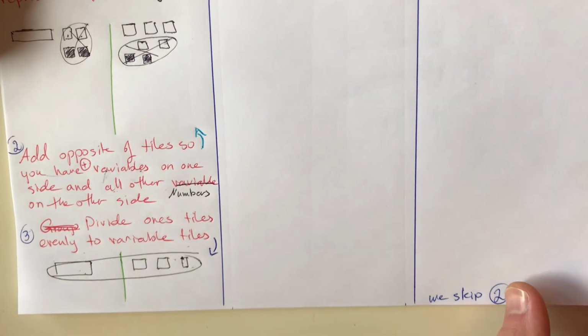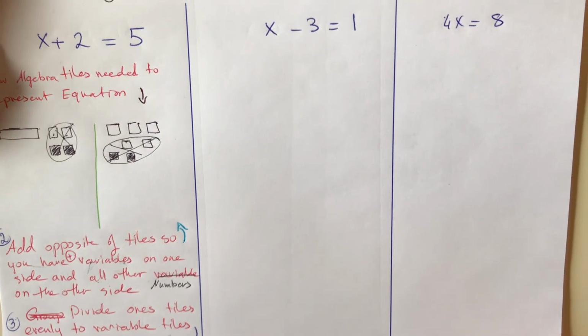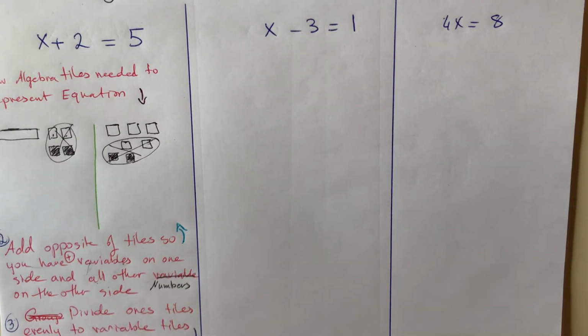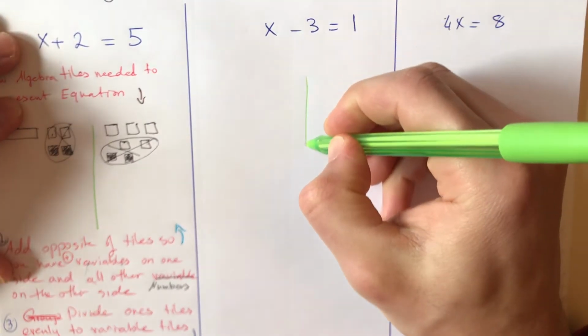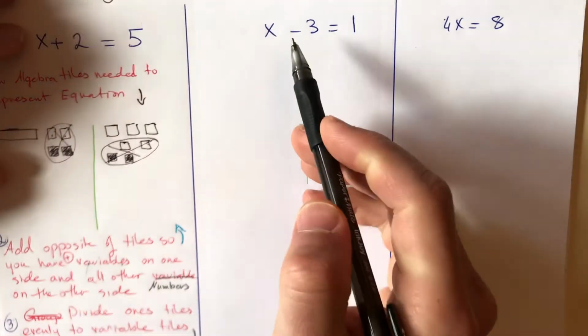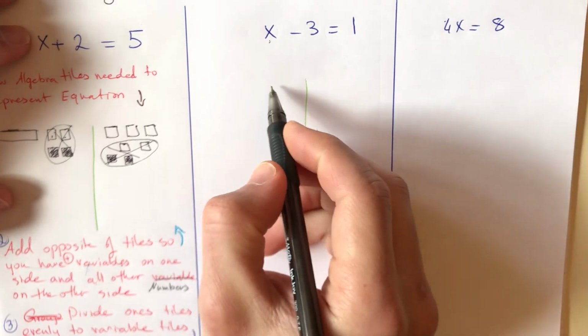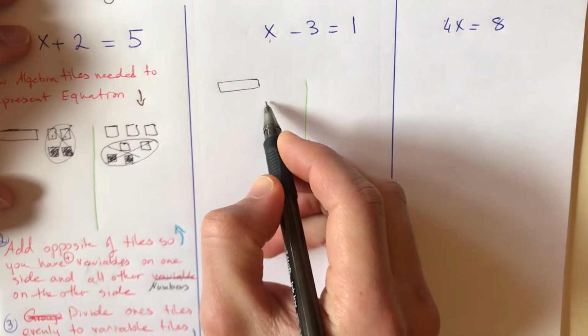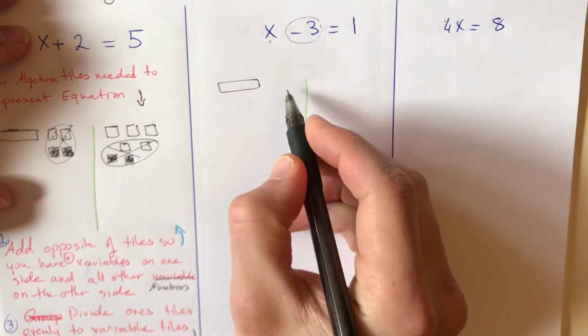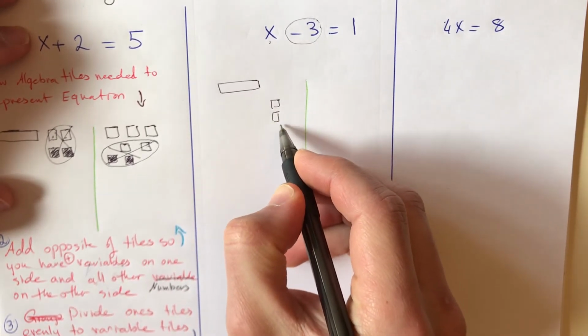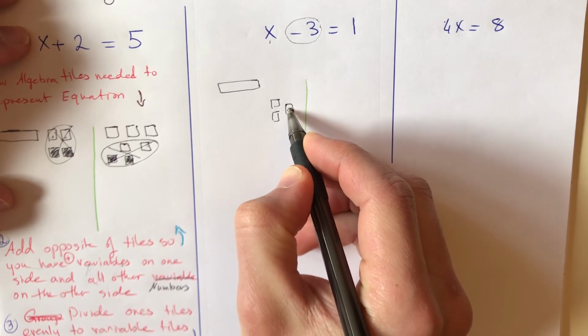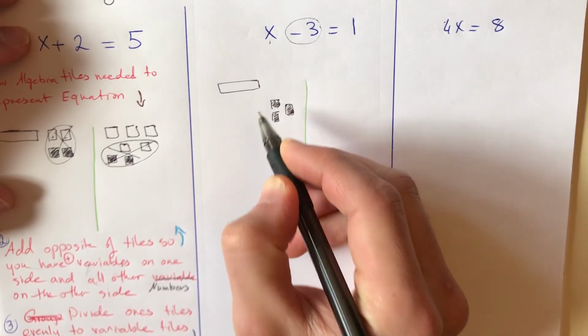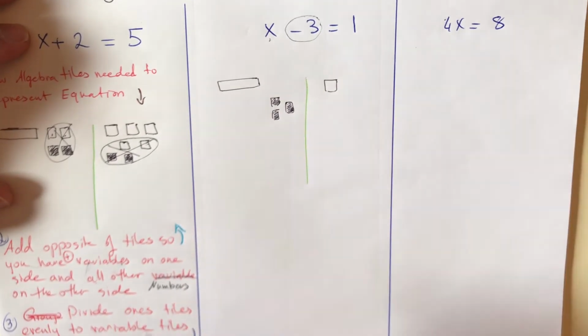Okay, so you can pause the video here and try this next question. If we want to do the same work, we have x minus 3 equals 1 here. So we want to draw that line that separates them first, and we want to represent this equation using algebra tiles. So we have x and minus 3. So this is 3 negatives, or 1, 2, 3, and they should be shaded. On the other side we have a positive 1.